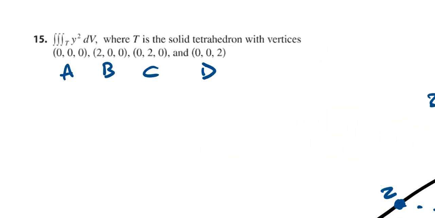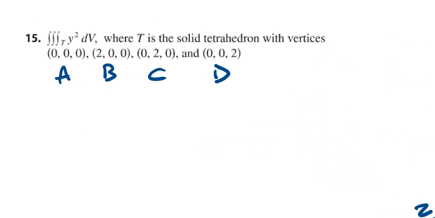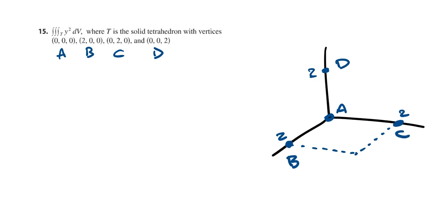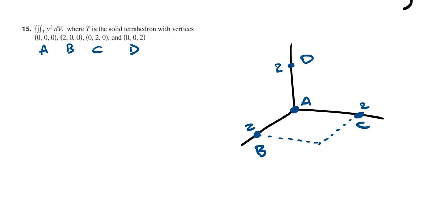All right, so here's 15. If you want, pause the video and read 15. We're essentially taking the triple integral of y squared over this solid tetrahedron. So what I did was I labeled the points, and now it's a tetrahedron, so we're going to connect these points up. Like that. And it's this tetrahedron right here. This could be a little better.